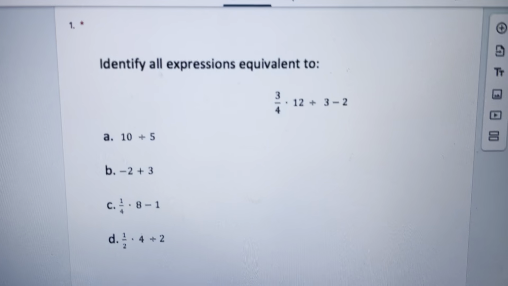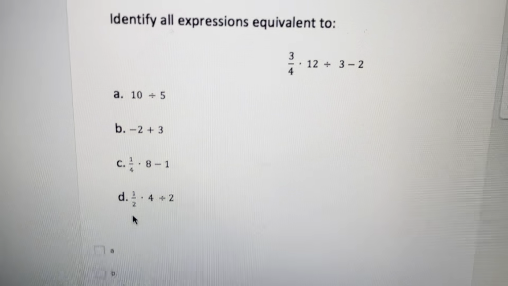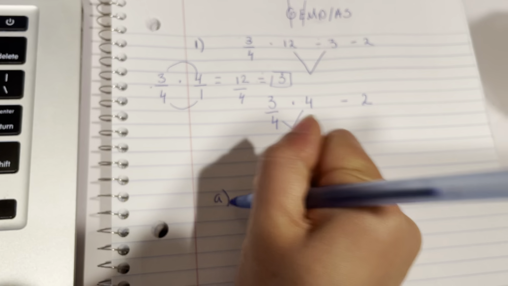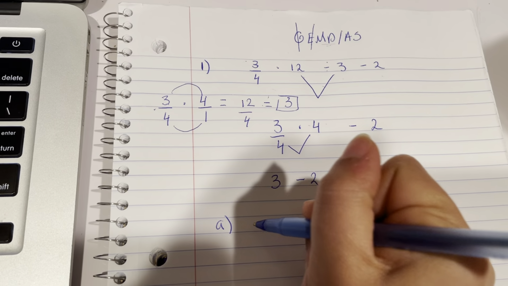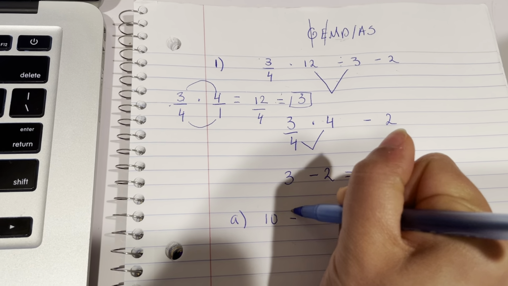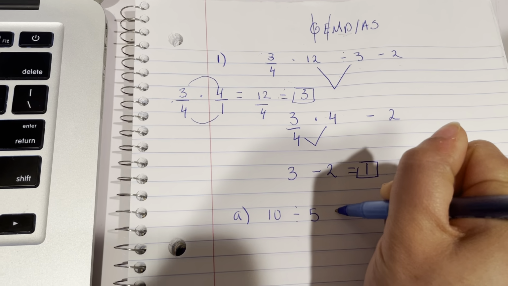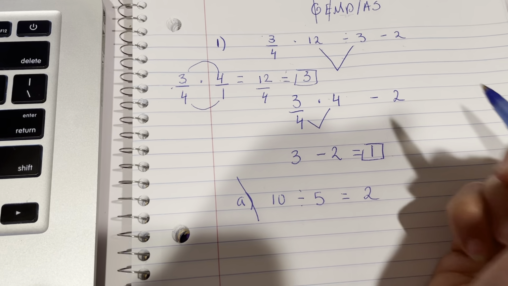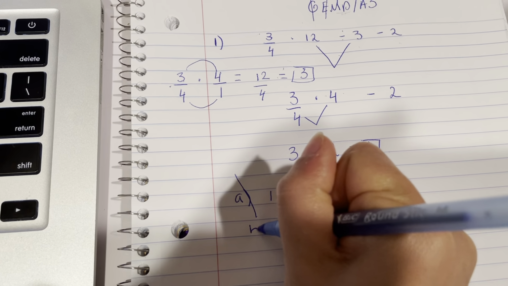So now what we have to do is figure out, well, which one of these also equals 1. So I'm going to write this down right here. A is 10 divided by 5, which I know equals 2. So that's wrong. So it's not A.